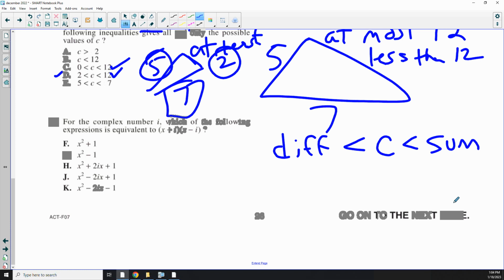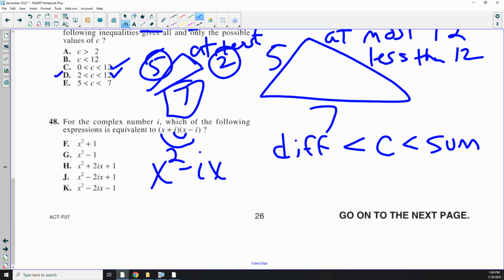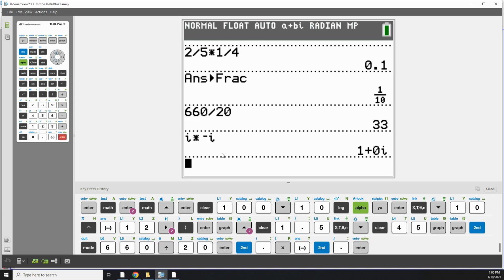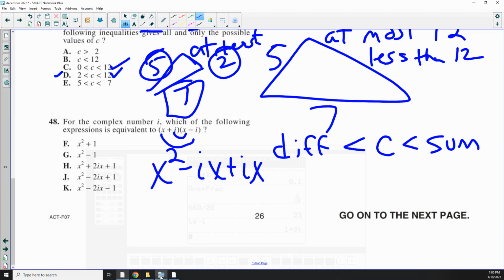This will FOIL and you'll get x squared. Ix and negative Ix will cancel. Now you just got to know what i times negative i is. The calculator will do that for you. i times negative i, and you get positive 1. Don't worry about the 0i, it cancels. So it's positive 1, x squared plus 1.